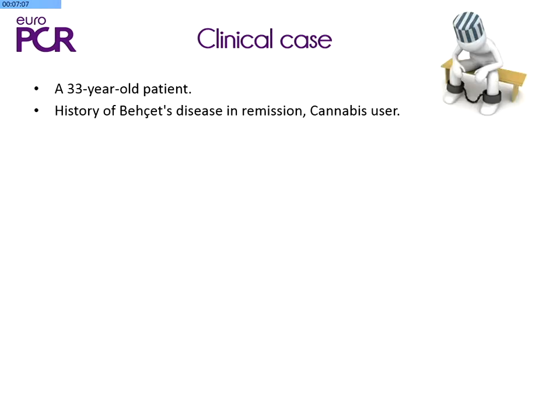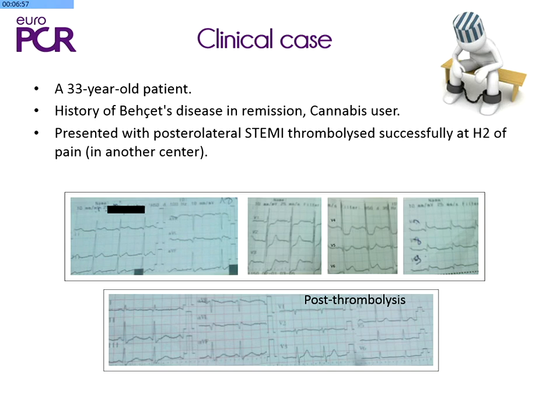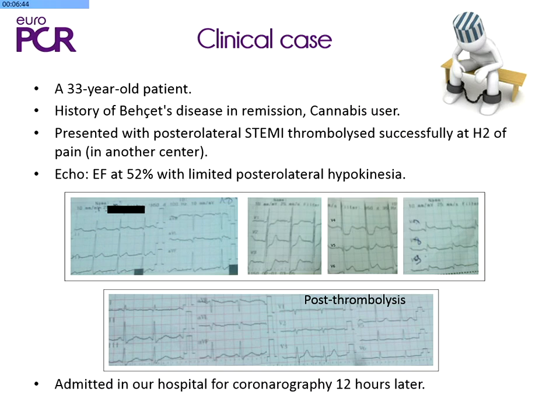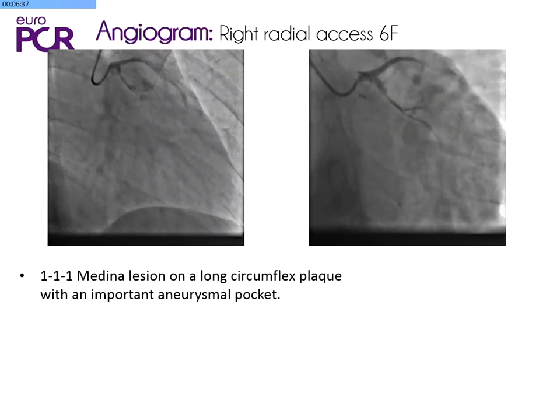Our clinical case is about a 33 years old male with history of Behçet disease in remission. He is a cannabis user and he is in jail because of cannabis traffic. He presented with a posterolateral STEMI, thrombolized successfully at 2 hours of pain. His echo showed an ejection fraction at 52% with limited posterolateral hypokinesia. He was admitted in our hospital for coronary angiography 12 hours after thrombolysis.